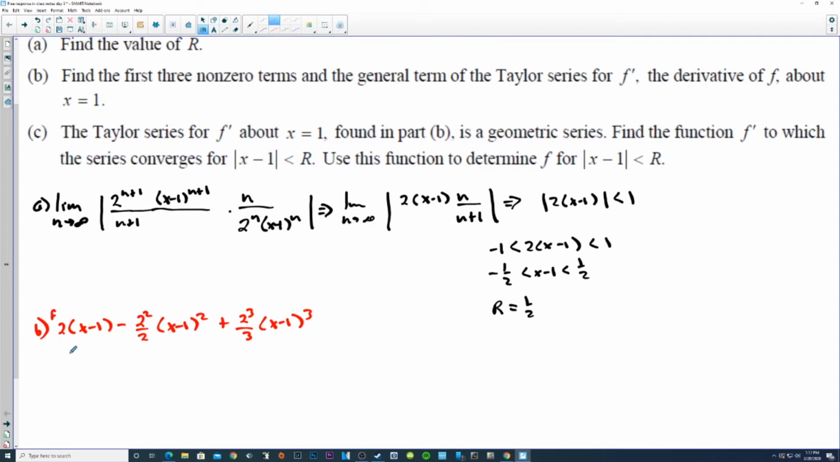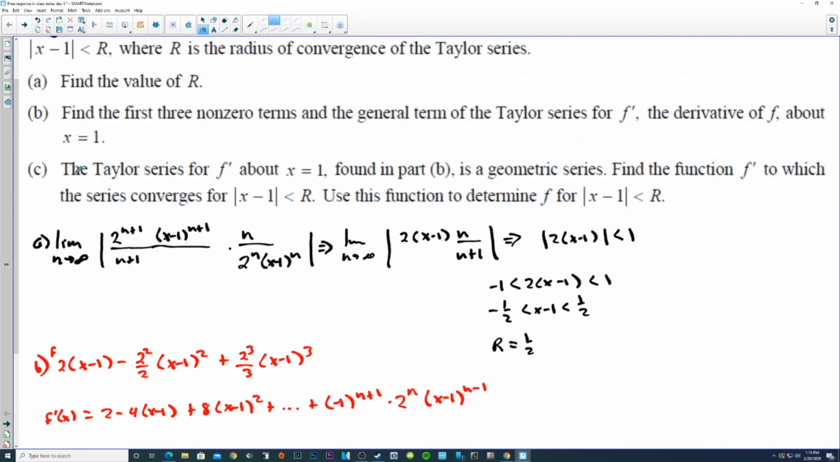So that's really what f is. And then we want f prime. So f prime of x is going to be 2 minus, that's going to be 4 times x minus 1 plus 8 times x minus 1 squared. So plus, plus negative 1 to the n plus 1, and then that's going to be times 2 to the n, and then x minus 1 to the n minus 1.